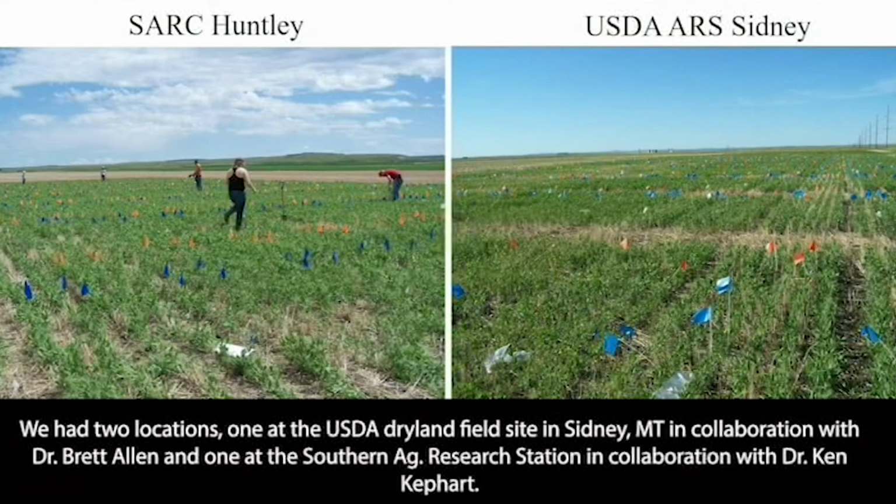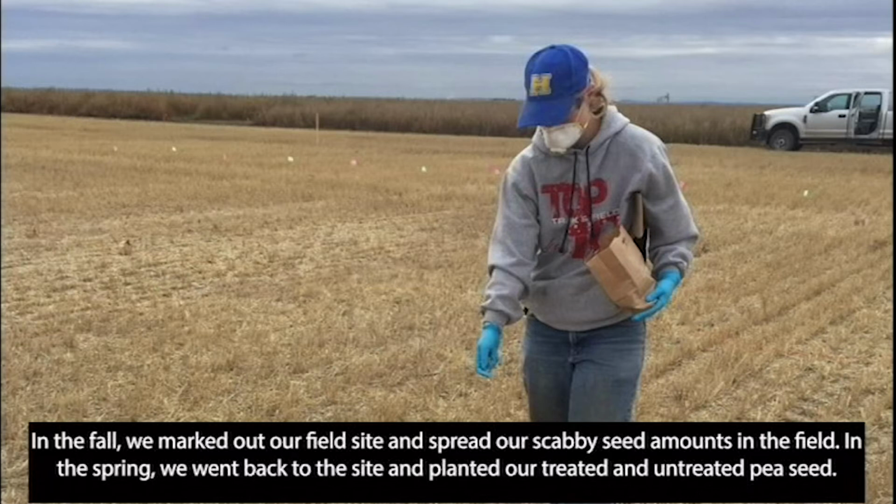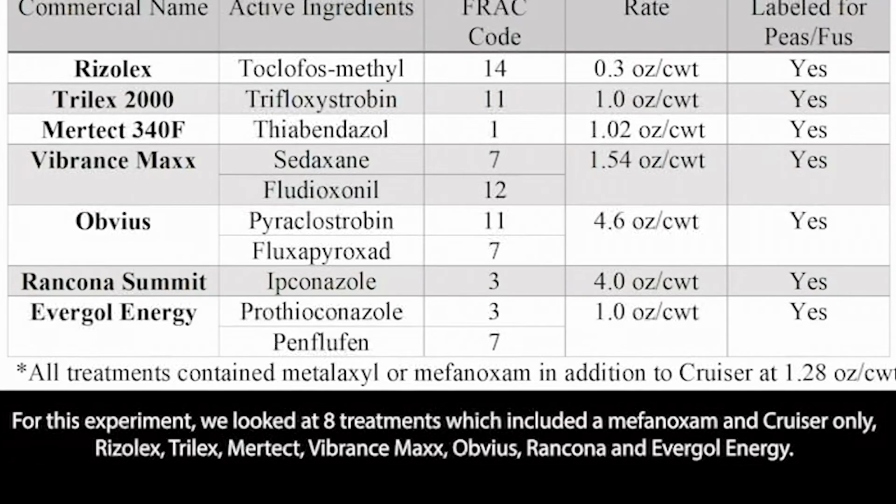We had 2 locations, one at the USDA dryland field site in Sidney, Montana, in collaboration with Dr. Brett Allen, and one at the Southern Ag Research Station in collaboration with Dr. Ken Kephart. In the fall, we marked out our field site and spread our scabby seed amounts in the field. In the spring, we went back to the site and planted our treated and untreated pea seed. For this experiment, we looked at 8 treatments, which included Amethanoxam and Cruiser only, Rhizolex, Trilex, Myrtect, Vibrance Max, Obvious, Rancona, and Evergol Energy.